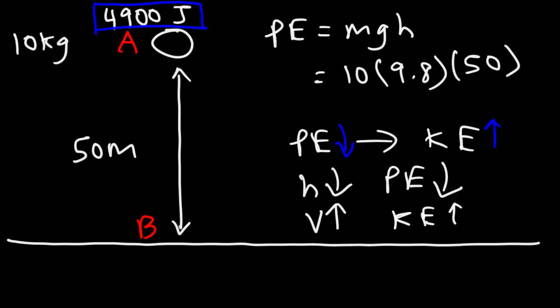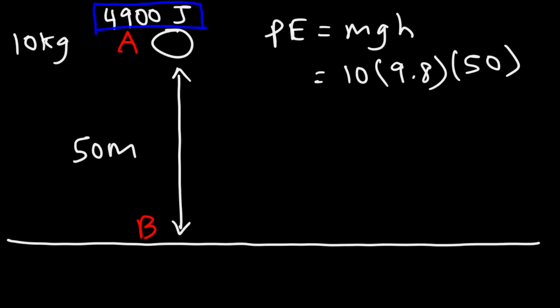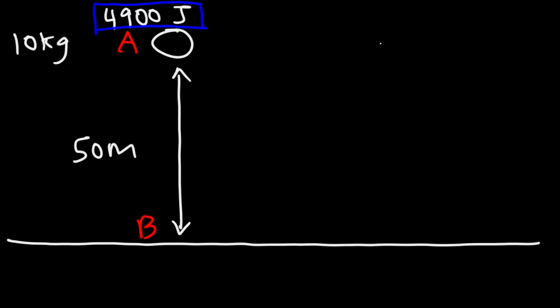So one form of energy is being converted to another. At position B, just above the ground level, basically the potential energy is zero. So at that point, all of the potential energy has been converted to kinetic energy. So at position B, the kinetic energy is going to be equal to 4,900 joules, this number. So the potential energy at point A is equal to the kinetic energy at point B when it can fall no more.